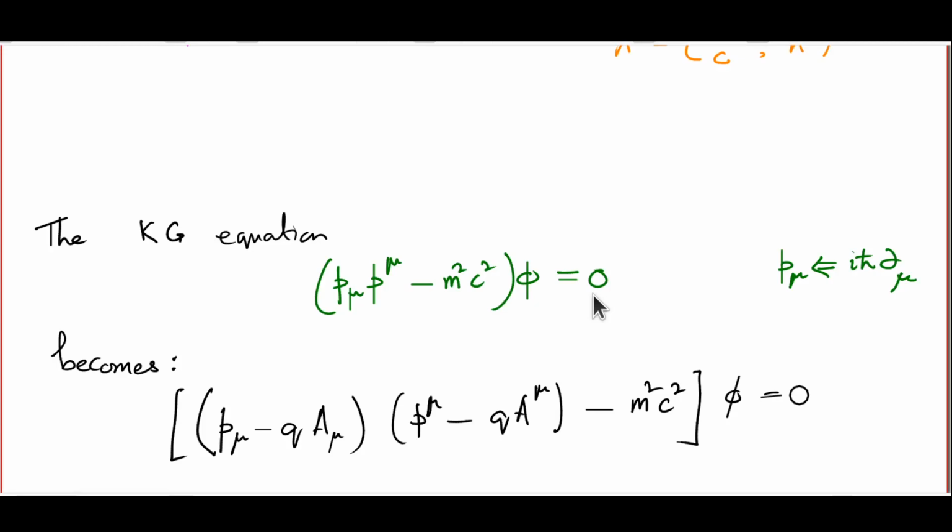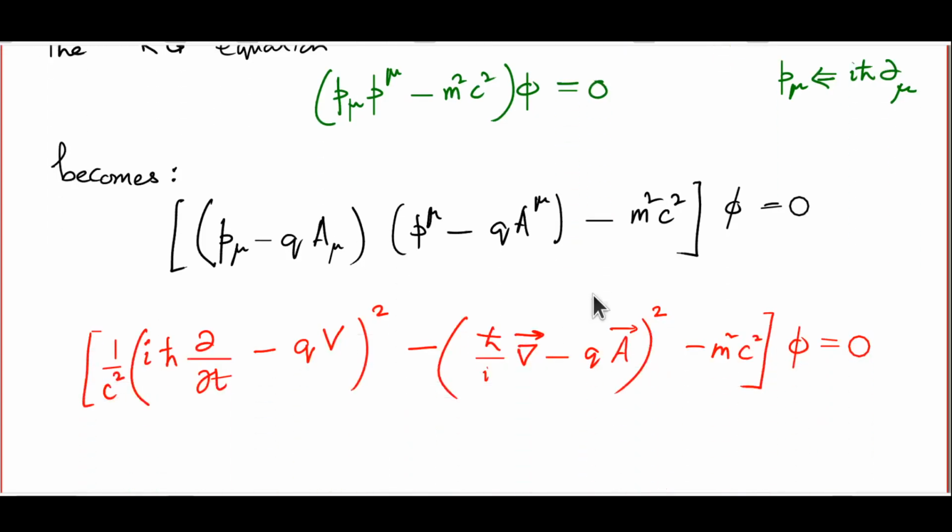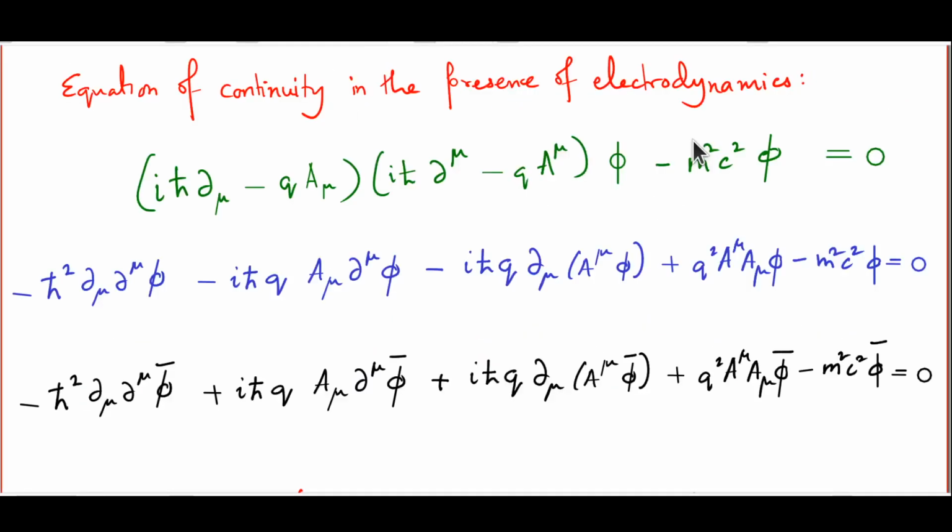So if you were to replace the components, this simply would translate to this version of the equation. 1 by c square times (i h cross del t minus qV) whole square, that is the (P0 minus qA0) whole square, minus the dot product of (P vector minus qA vector) with itself, and that gives you this term, (h cross by i grad minus qA) whole square, minus m square c square as before, acting on phi equals 0. So this is the equation which a charged Klein Gordon particle in an external electromagnetic field will obey. Now, since the Klein Gordon equation has been modified in the presence of an electromagnetic field, it stands to reason that various properties of this equation that we had derived earlier would also get modified in the presence of an electromagnetic field.